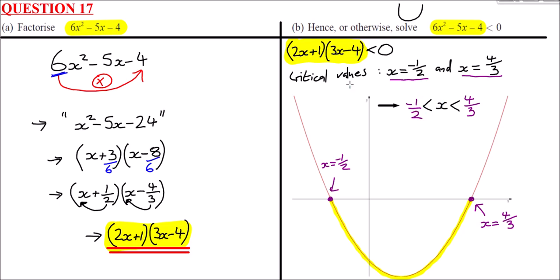And that's our answer. If you really wanted to, you could do it as 2 separate inequalities. You could say x bigger than minus a half and x less than 4/3. But it's easier, if possible, and you're confident enough, to put it into one single inequality with x in the middle.